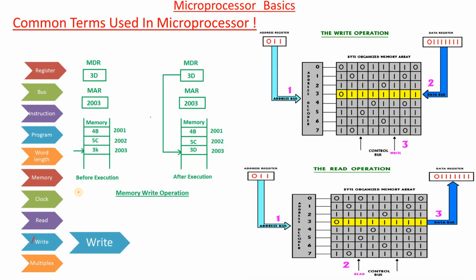The next one, write operation. Same as before, execution and after execution. First, you need to generate some address. With the help of the memory address register, we point to this location, 2003. This location is selected. After selecting, we are going to write. Initially, the data register has some content. This data we are going to write inside the particular location.